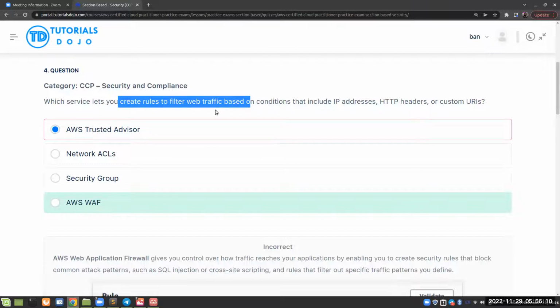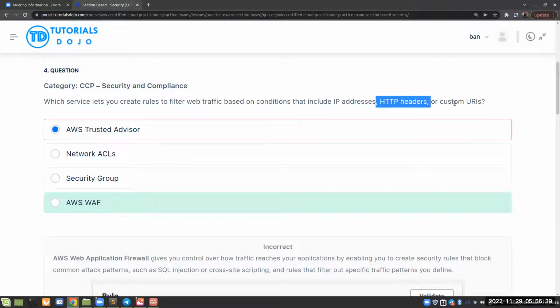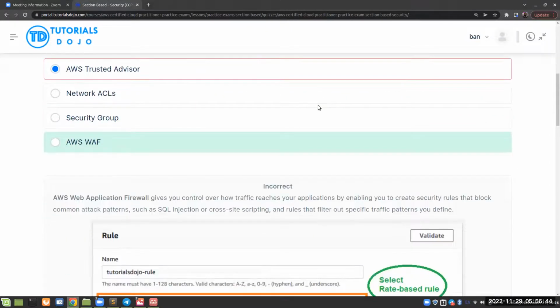So when you're talking about creating rules, you start thinking of something to filter web traffic. What is used to filter traffic? When you see the words create rules to filter traffic, what you should start thinking of is a firewall, what acts like a firewall, because you want to filter. You don't want all the traffic to pass. But then the other thing is based on conditions like IP address, HTTP headers, or custom URLs. That's where the difference also comes.